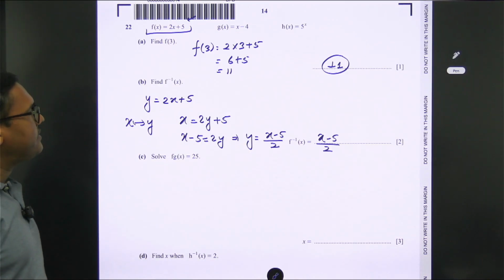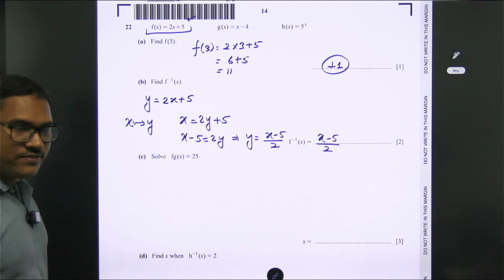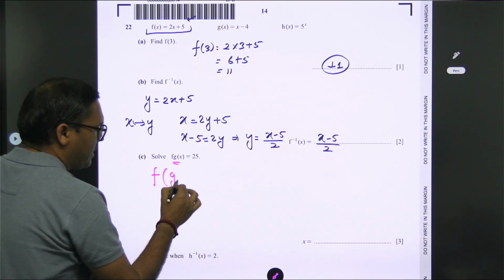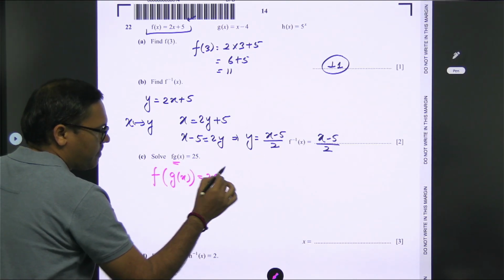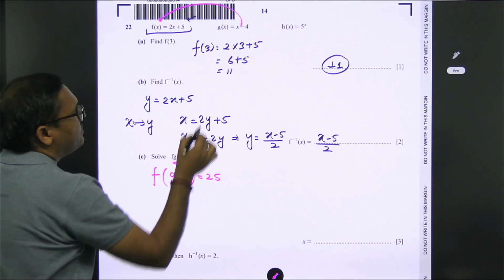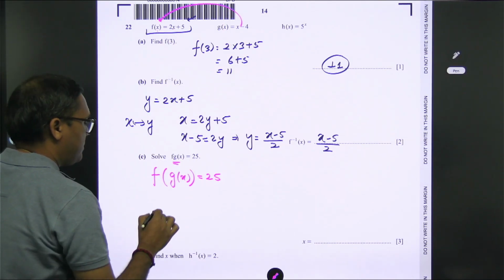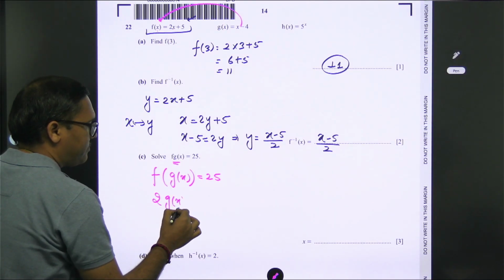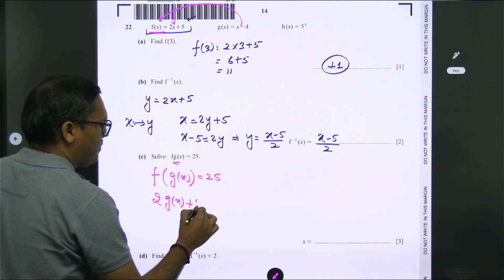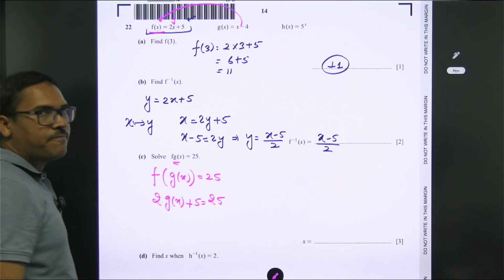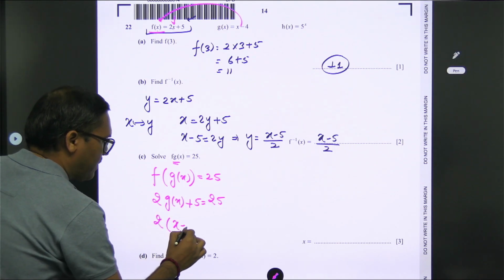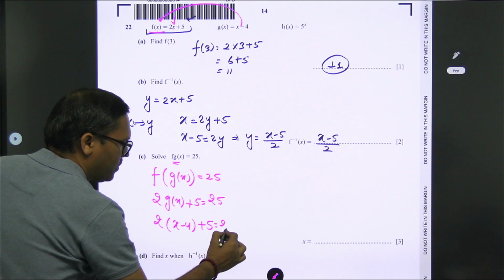Now the third part is solve the equation f of g of x equal to 25. Now what is f of g of x? In f of x we are putting g of x. So in the place of x we have put g of x, so this is 2 times g of x plus 5 equal to 25. Correct. Now what is g of x? g of x is x minus 4. So you can say this is 2 times x minus 4 plus 5 equal to 25.